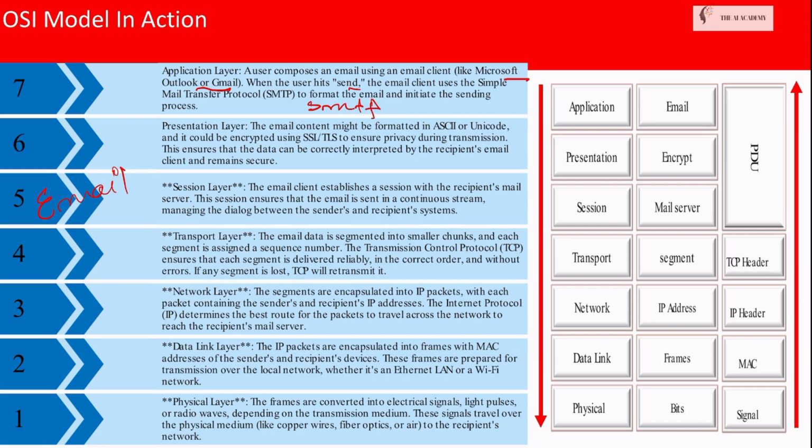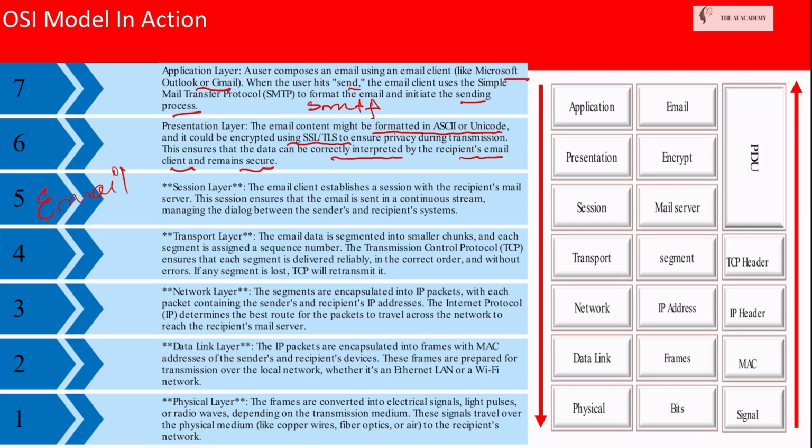initiate the sending process. At the presentation layer, the email content might be formatted in ASCII or Unicode, and it could be encrypted using SSL/TLS to ensure privacy during transmission. This ensures that the data can be correctly interpreted by the recipient's email client and remains secure.